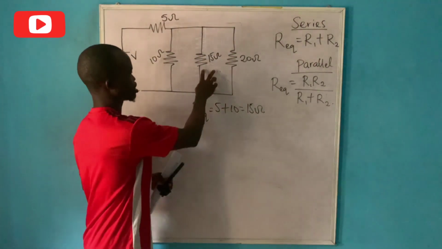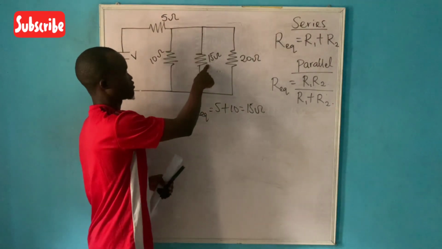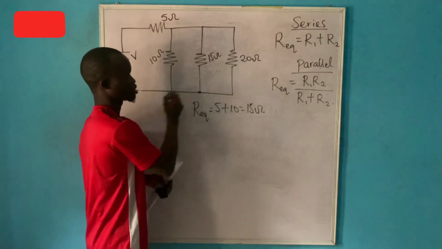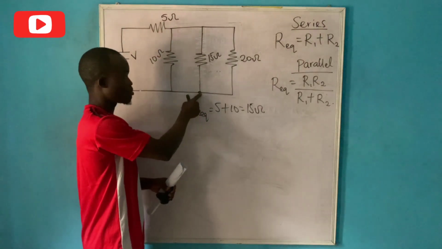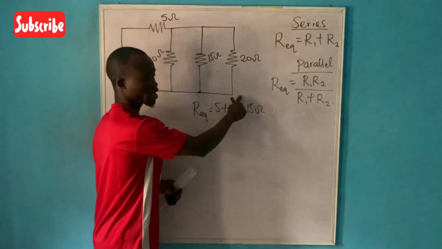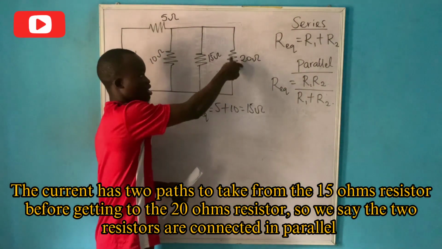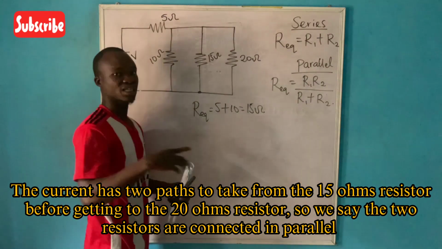So now let's consider these 2 resistors. We notice that if current is to flow from 15 ohm to the 20 ohm, there's a node here. The current has another path to take. The current at this point, some current can move here, some current can pass here. So the current has 2 paths to take before getting to the 20 ohm resistor. So we say that these 2 resistors are connected in parallel.